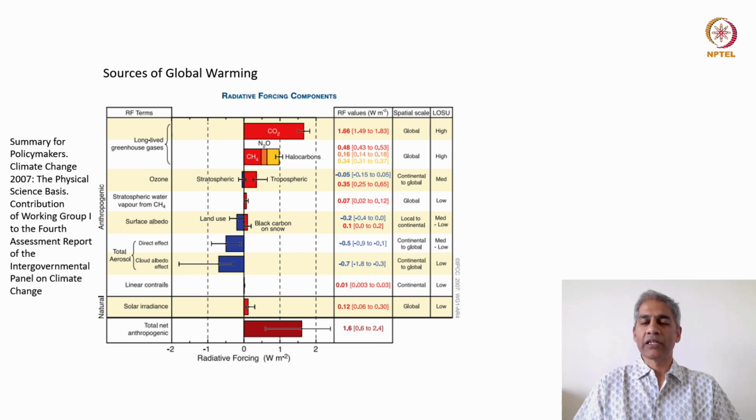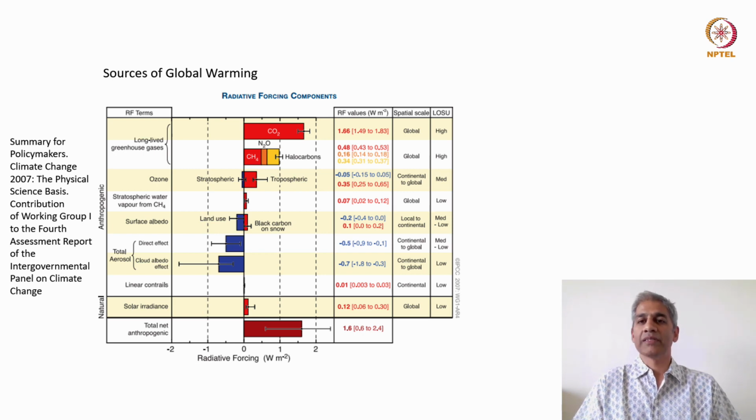And then if you look at the columns to the right, you can see that for each source, you're given what is the extent of its scale. So for carbon dioxide or greenhouse gases, the effect is global. And then some of these other parameters might have more local or continental effects. For instance, aerosols might be more localized on a continent or even over a country.